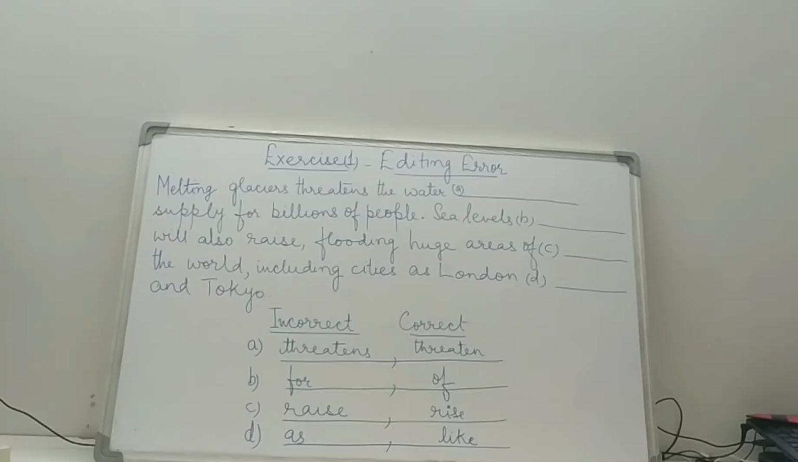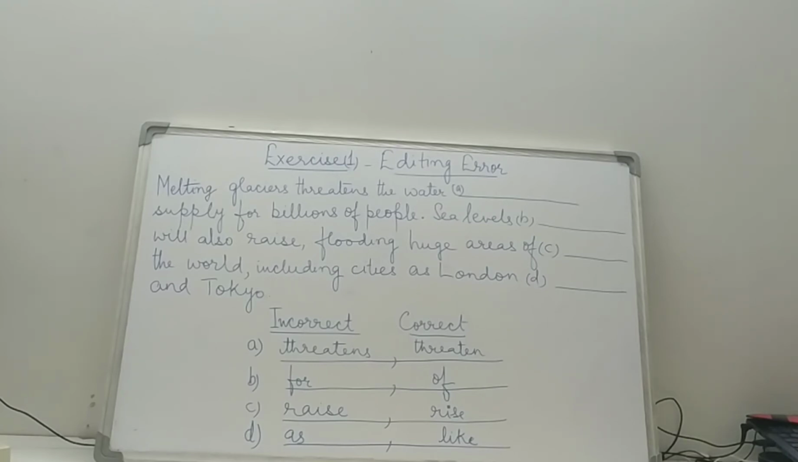So let's do one exercise of editing error. You can very well see that a passage, a very short text, is given to you, where the first line tells: melting glaciers threatens the water. You have to read this line till the full stop, and in the next line: melting glaciers threatens the water supply for billions of people.